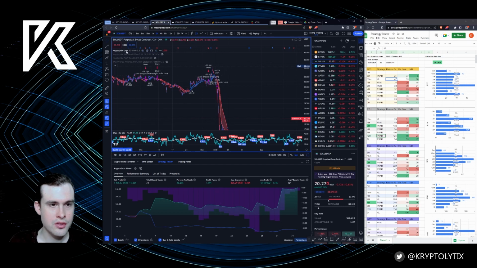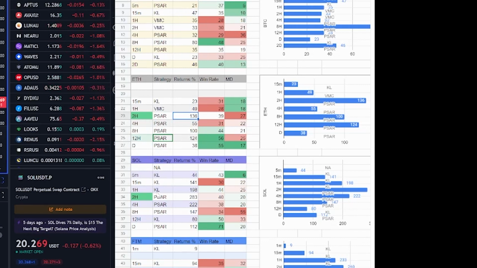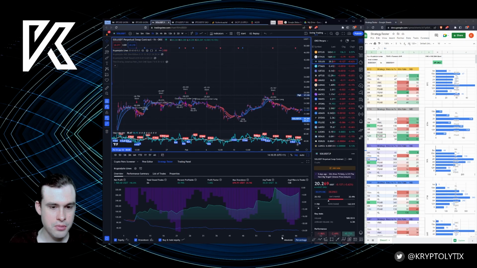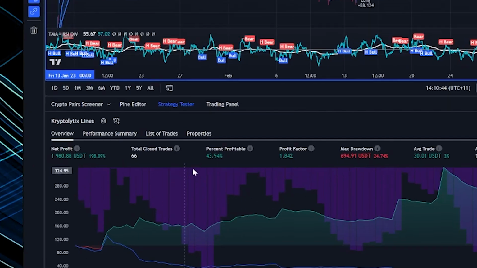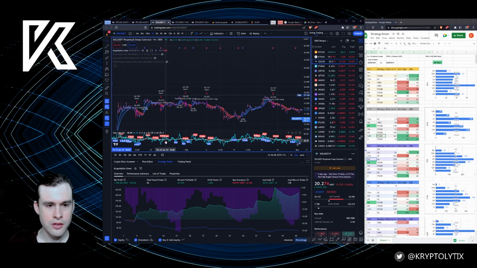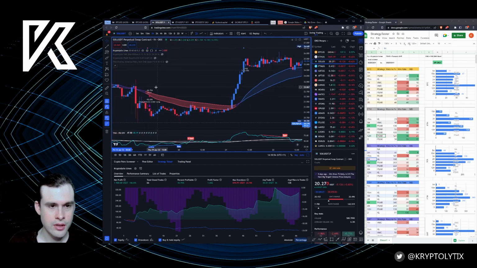So the Kryptolytix lines didn't perform very well in this time frame, but if we have a look at the Sol table on the 1 hour, for example, you can see it actually did perform pretty well. Only 25% odd drawdown, 40s roughly percent profitable, and our return is about 200% over the course of the last year, which is pretty good. But again, there's these choppy periods that would get quite frustrating. If we have a look here.